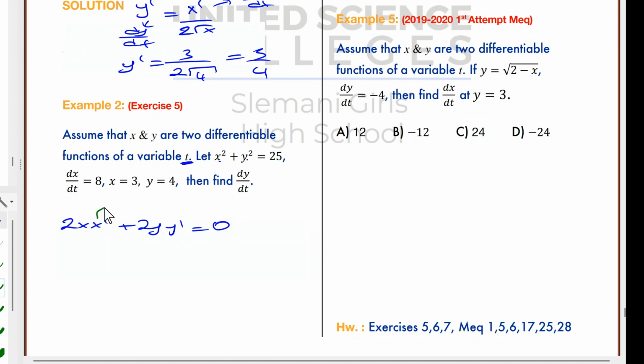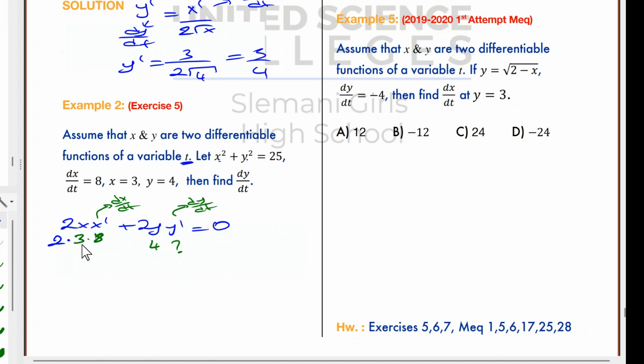Keep in mind that x prime means dx over dt, y prime means dy over dt. What is given in the question? dx over dt, x prime, is given as 8, x is given as 3, and y is given as 4, y prime is missing. So see how easy the equation is.